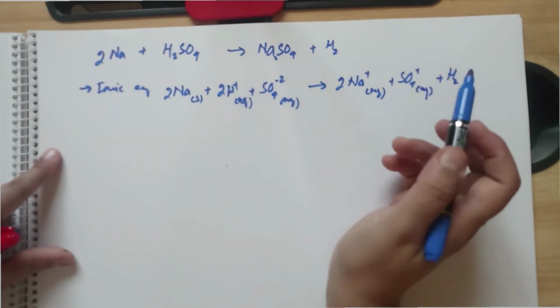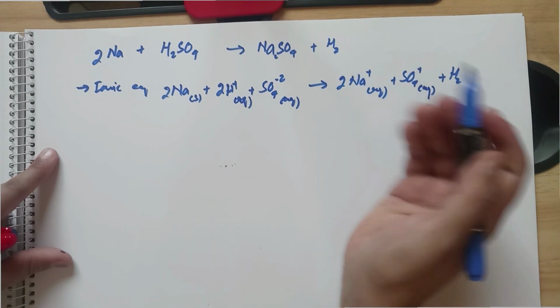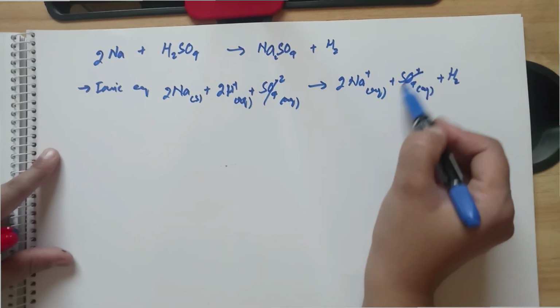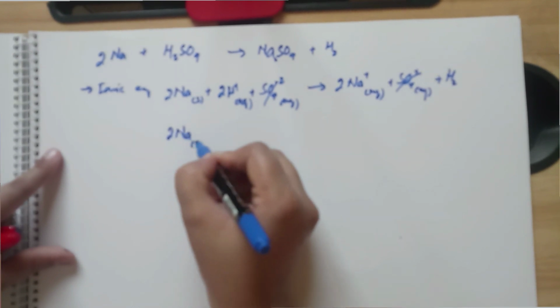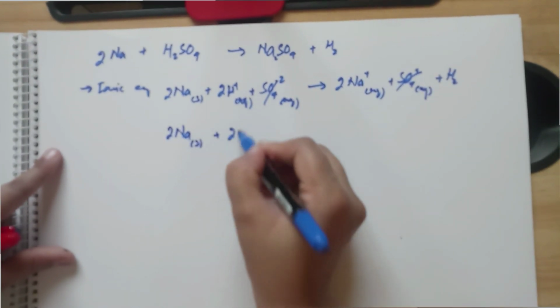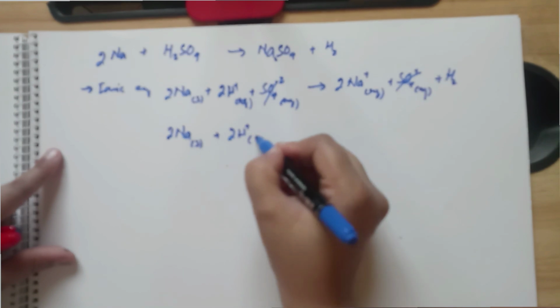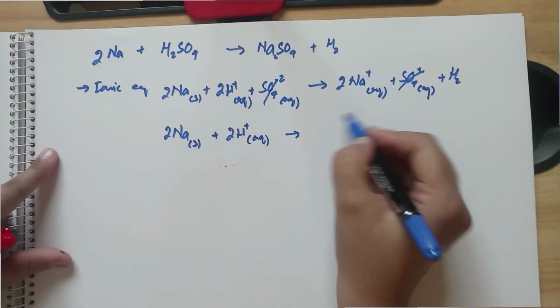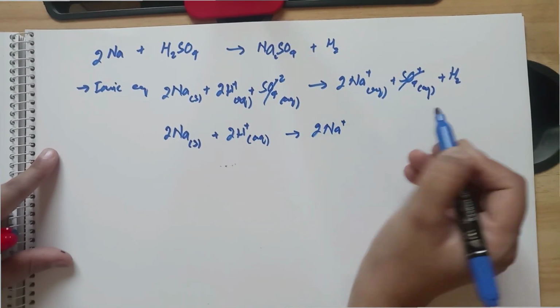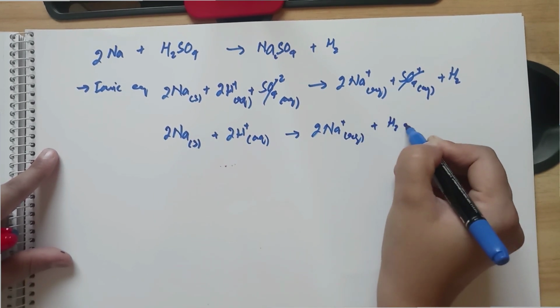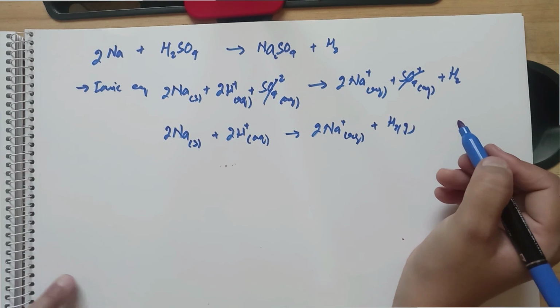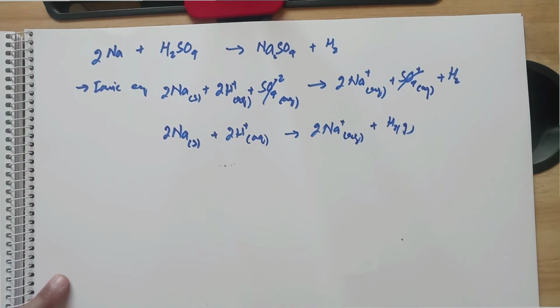So again cancel out the same ion, that is the sulfate ion, and we get the final equation: sodium metal and hydrogen ion. This is the basic reaction to form the sodium ion in aqueous solution and hydrogen gas. Is it clear? So this is our ionic equation.